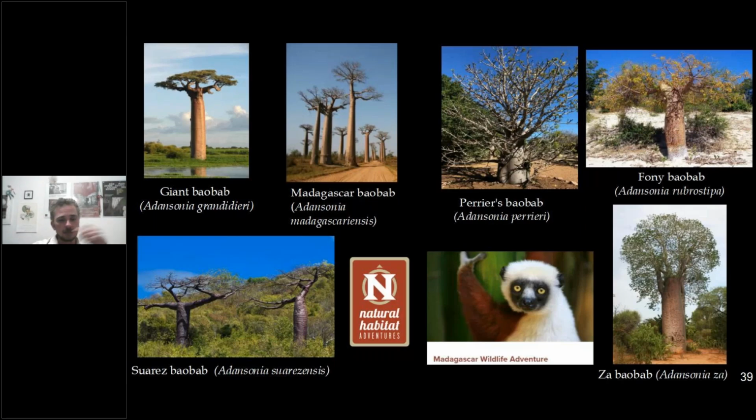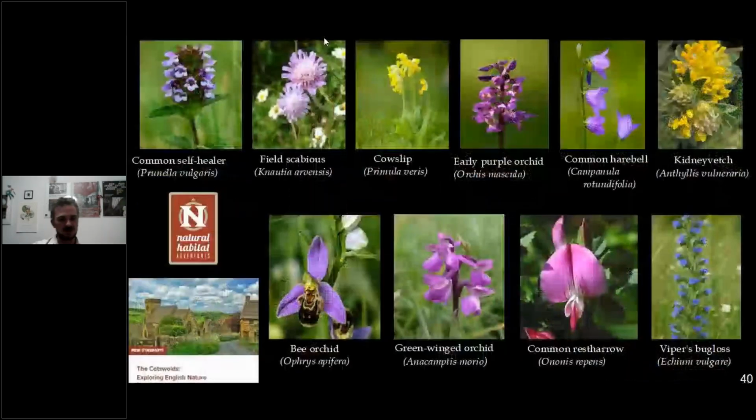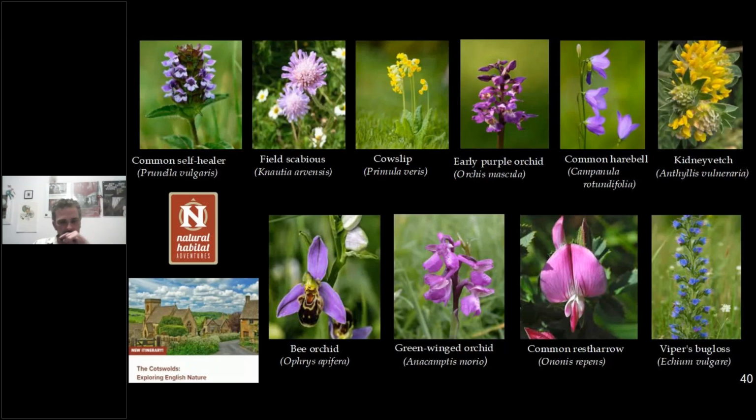Here are 10 species of wildflowers that make art in these lands. Let's list them like top models at a fashion show. So from top left, the common self-heal, the field scabious, the cowslip, the early purple orchid, the common harebell, the common kidney vetch, the bee orchid, the green-winged orchid, the common rest-harrow, and the viper's bugloss.